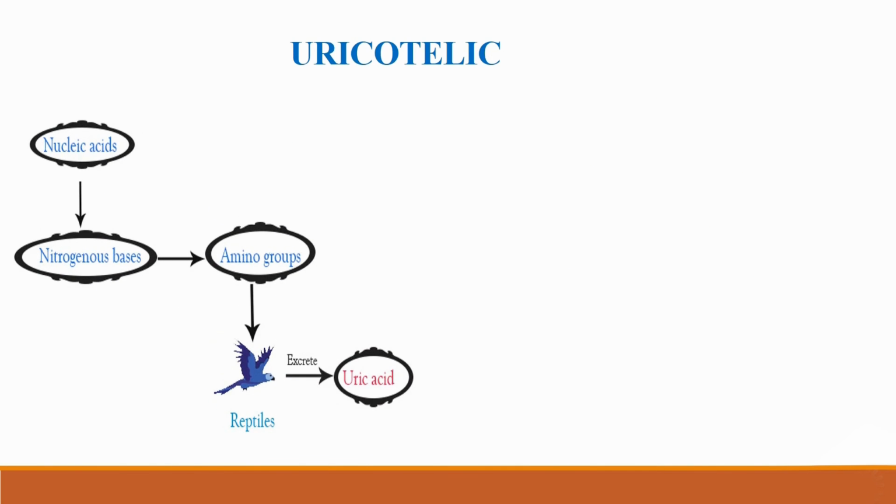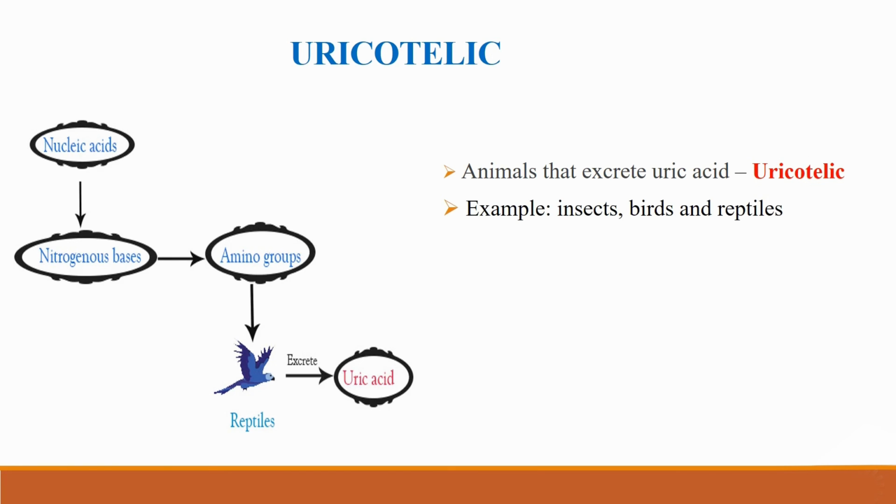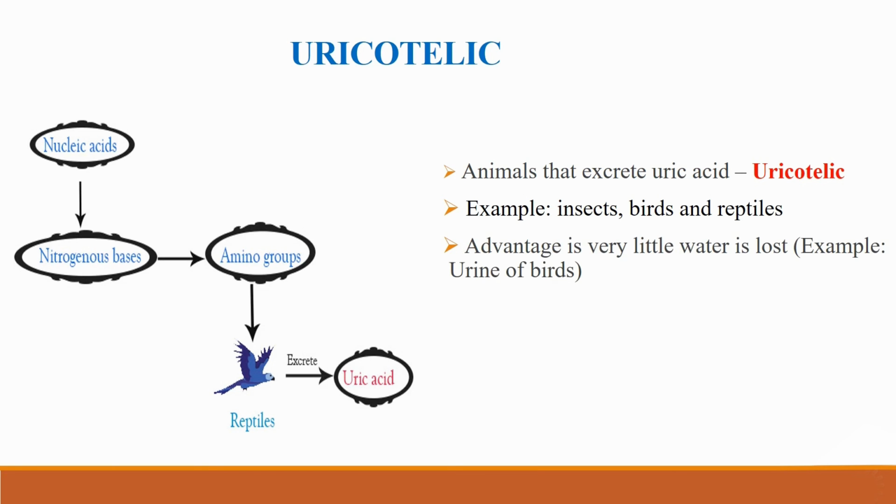Uricotelic. The third major means by which nitrogenous waste products are excreted is in the form of uric acid. Animals which excrete uric acid are said to be uricotelic. Animals which are uricotelic include insects, birds, and reptiles. The advantage of excreting uric acid is that very little water is lost with it. The urine of birds, for example, is a semi-solid white sludge.